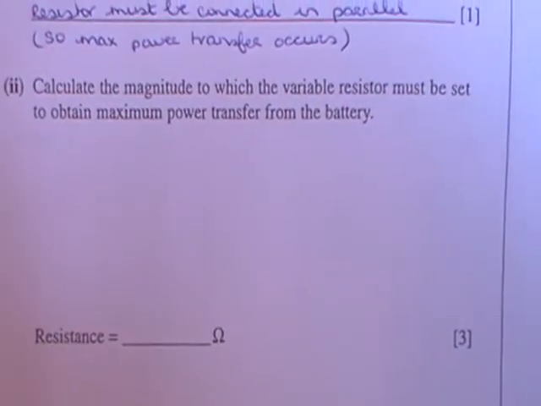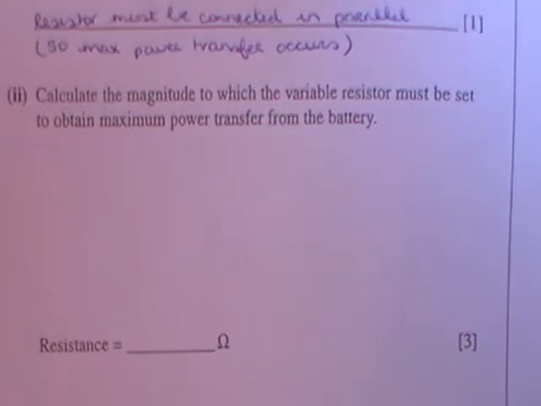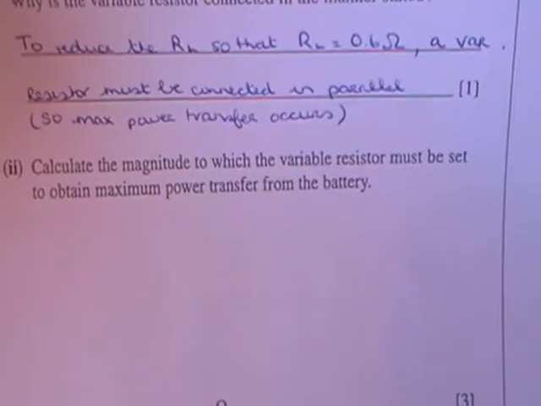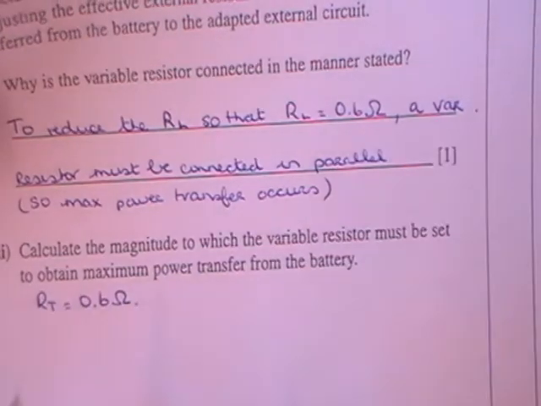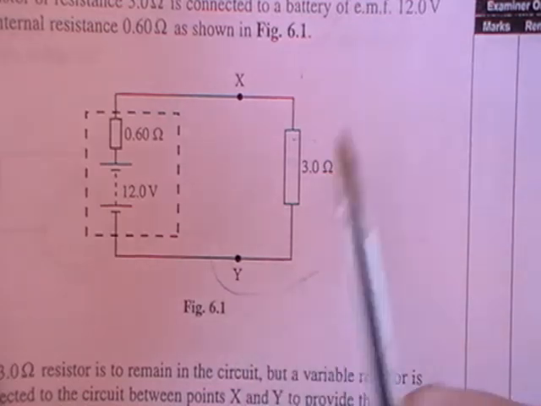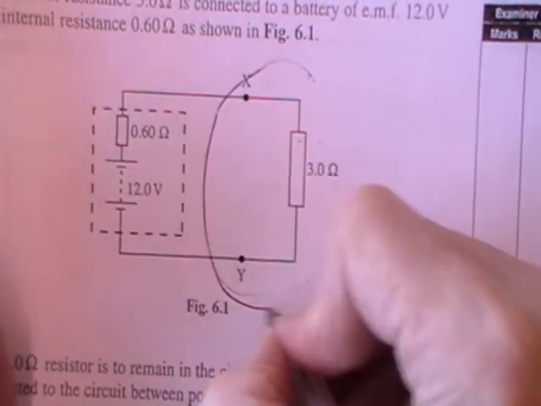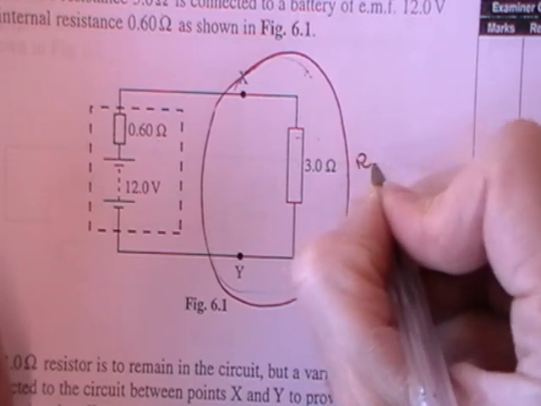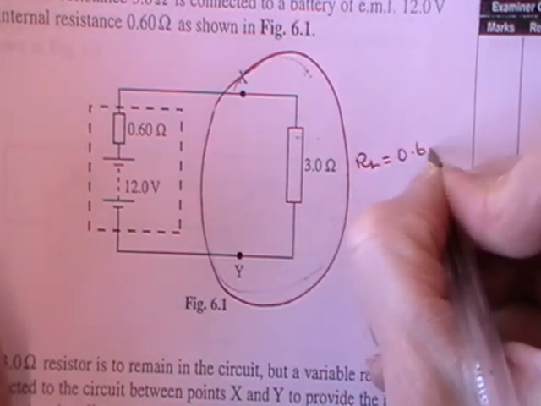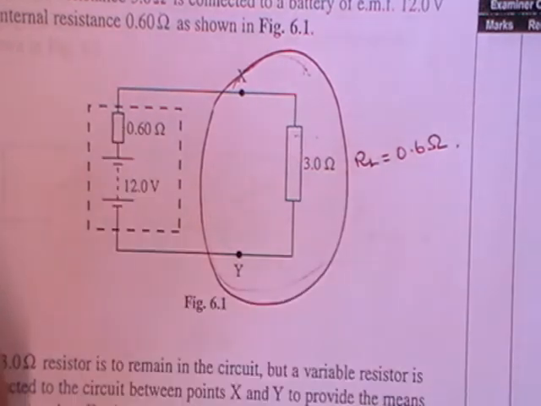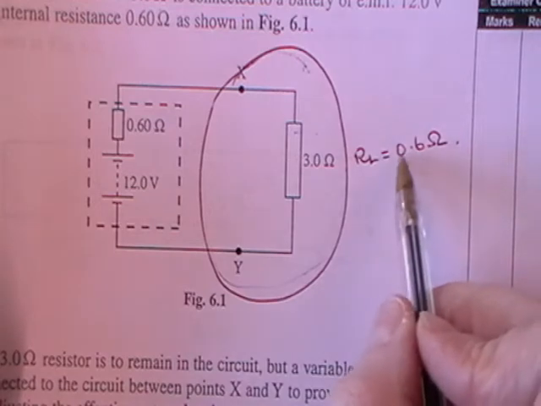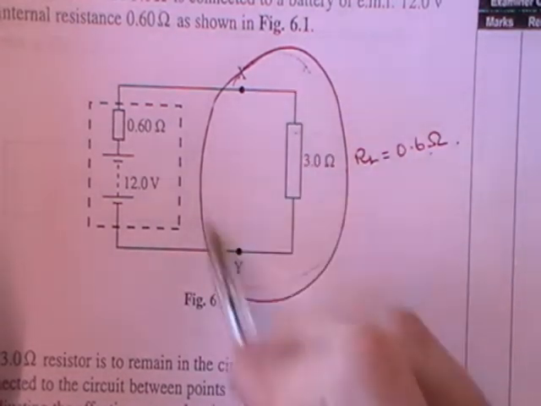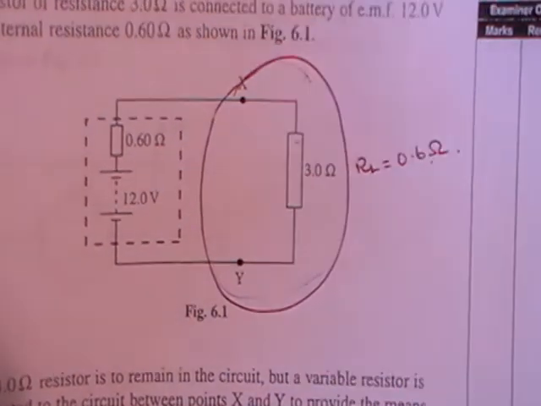resistance. Then calculate the magnitude to which the variable resistor must be set to obtain the maximum power transfer for the battery. So we want to have our total resistance to be 0.6 ohms. That's the total resistance in this external bit of the circuit. If I maybe put a wee circle around that and say we want that load resistance to be 0.6 ohms because we want it to be equal to the internal resistance. And so therefore the total resistance for this bit is 0.6, and then we're going to add these two as if they were in a parallel circuit.